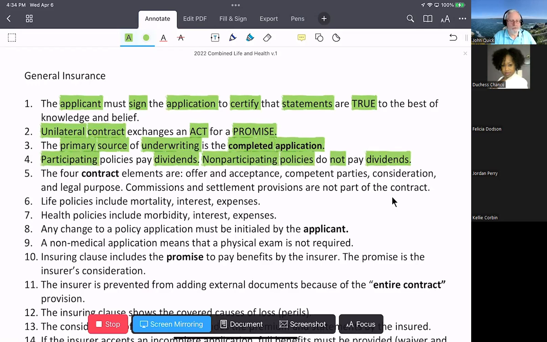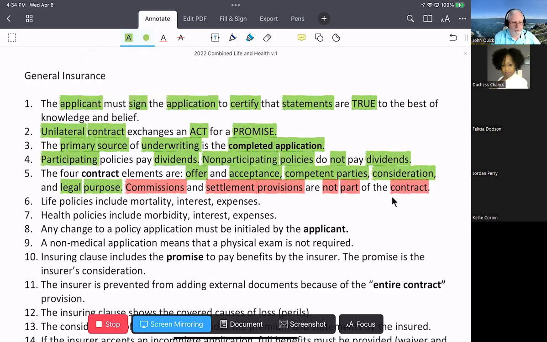Now, there are four elements to a contract. They are offer and acceptance, sometimes called agreement, competent parties, consideration, the values exchanged, and it's got to be a legal contract, legal purpose. Now, guess what's not here? Signatures. You don't have to have signatures to have a legal contract. Also, commissions and settlement provisions are not part of a contract. So you may see those as distractors.